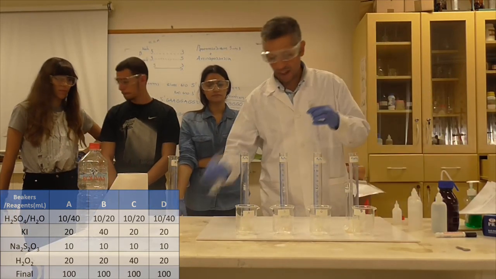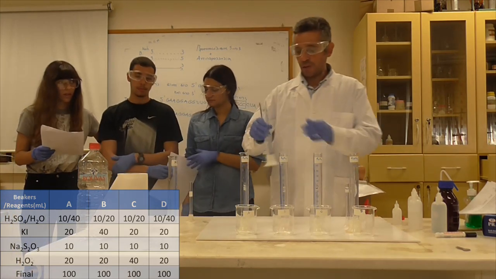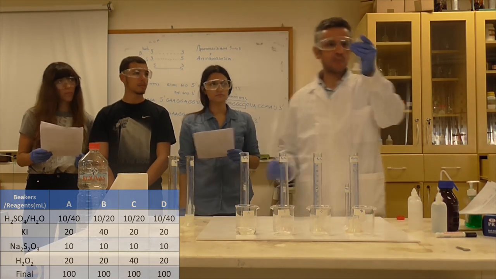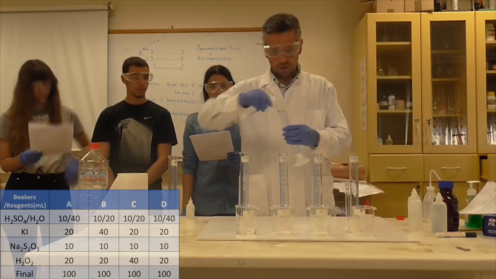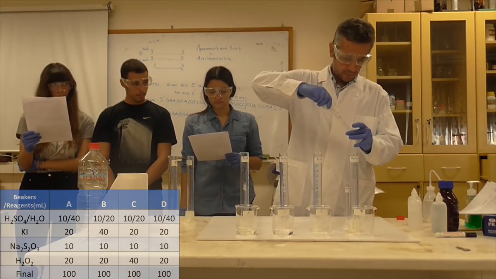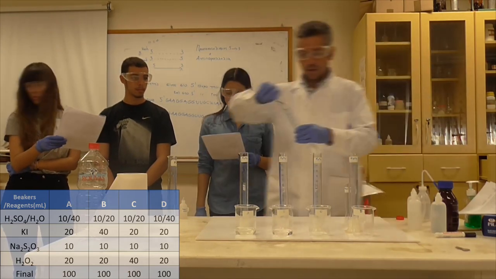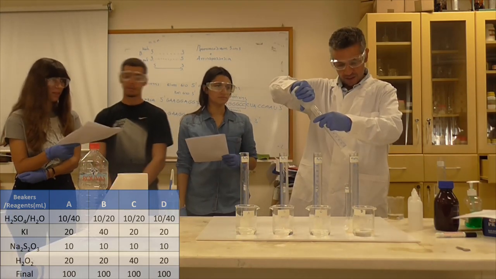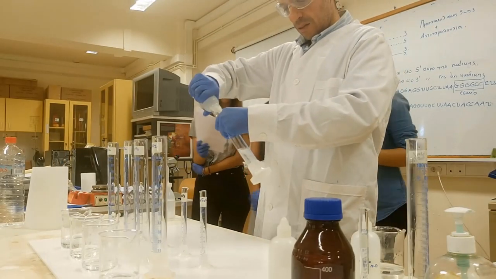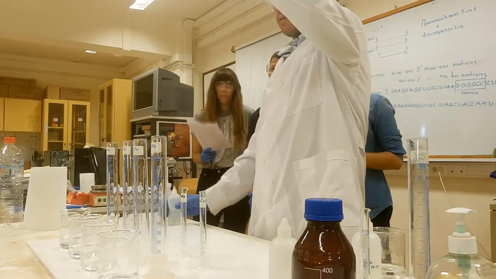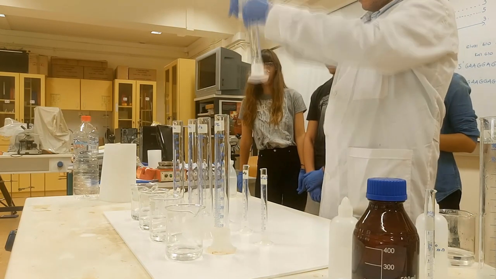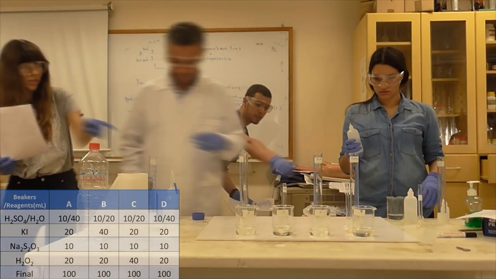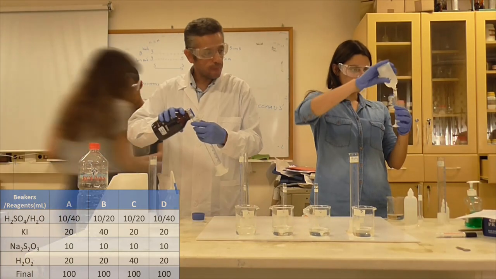In 4 beakers, we first combine the indicated volumes of sulfuric acid and water, as you see in the table on the left. Then we add the appropriate amount of potassium iodide as shown in the table. In separate cylinders, we measure the indicated volumes of hydrogen peroxide and sodium thiosulfate and keep them aside for the subsequent use.